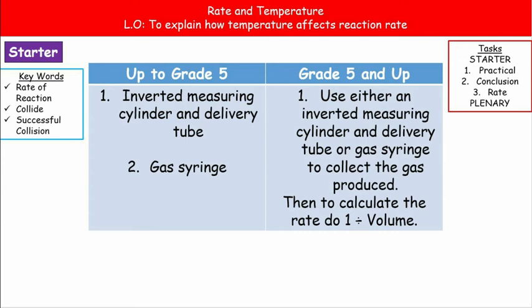For those of you doing grade 5 and up, then the way that we would actually calculate the rate is we would use either an upturned measuring cylinder and a delivery tube to collect the gas, or we could use a gas syringe to collect the gas we produce, and then we just calculate the rate by doing 1 divided by the volume.